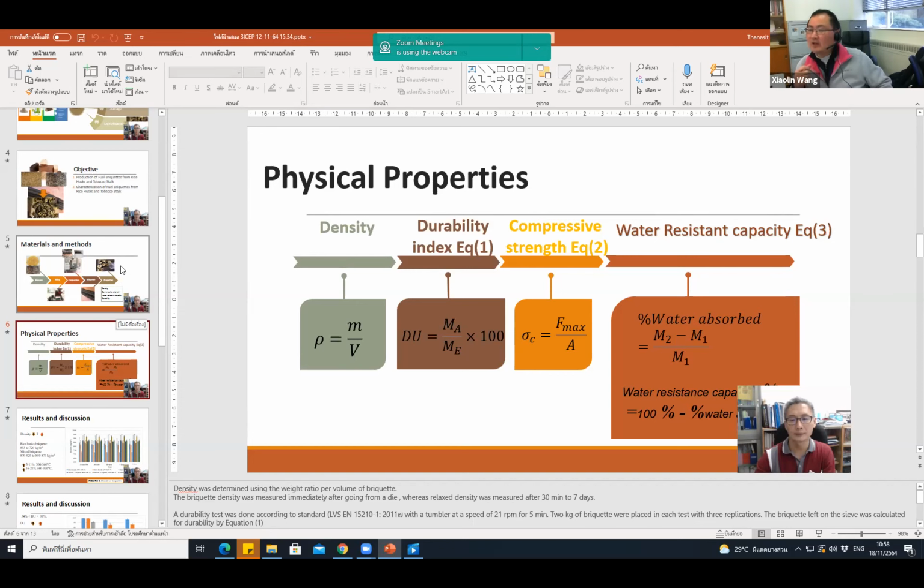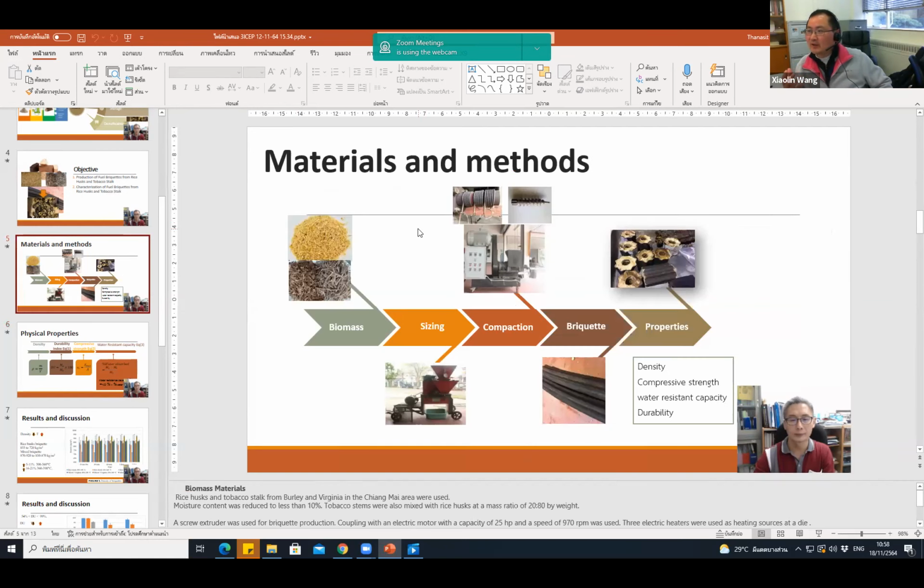I see. When you calculated the energy density, did you consider the energy you use to remove the water? Because we control the moisture content, the biomass is normally dried to lower than 10% moisture before we compact it. All right. Great. Thank you.